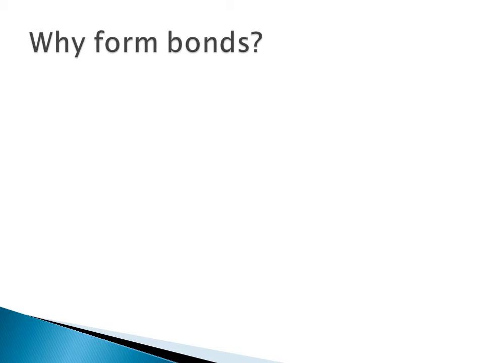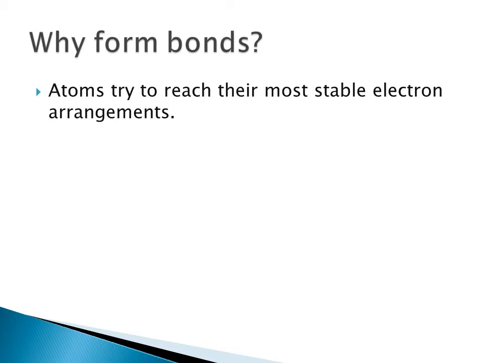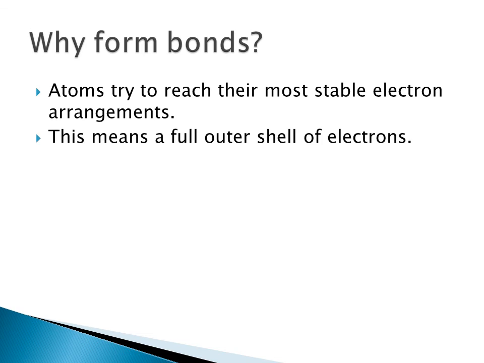Okay, so before we look at bonds themselves, why do atoms actually form bonds at all? It comes down to one thing. Atoms try to reach the most stable state they can, and they do this by rearranging their electrons. The most stable state any atom can have is one where its outer shell of electrons is completely full.